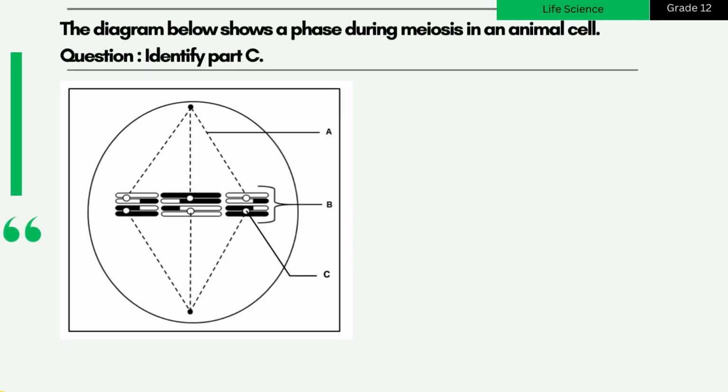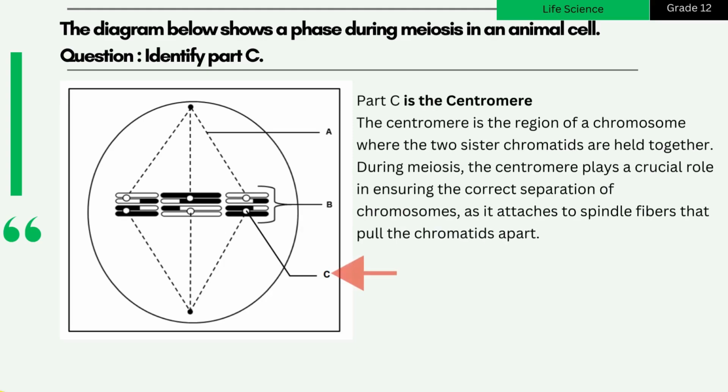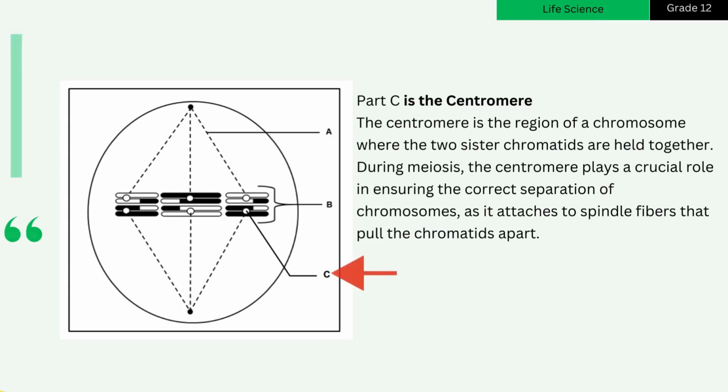The diagram below shows a phase during meiosis in an animal cell. Question. Identify Part C. Part C is called the centromere. The centromere is the region of a chromosome where the two sister chromatids are held together. During meiosis, the centromere plays a crucial role in ensuring the correct separation of chromosomes, as it attaches to spindle fibers that pull the chromatids apart.